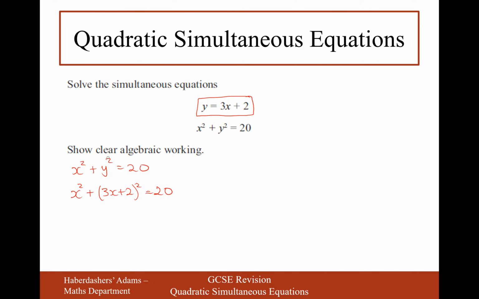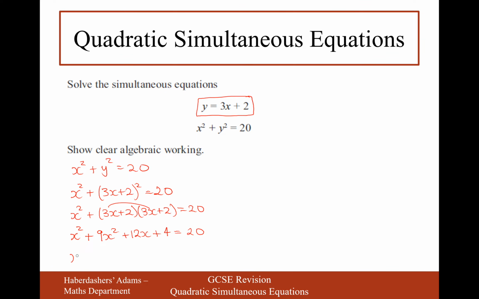That still means that we need to square the y letter, or square whatever's replaced by y. Okay, so 3x plus 2 needs to be squared. Let's now expand those brackets. So it's going to be 3x plus 2 times another 3x plus 2 equals 20. So it's going to be x squared plus 9x squared, so 3x times the 3x. Then it's going to be 6x plus another 6x, that would be 12x. And then it'd be 2 times 2 is 4.